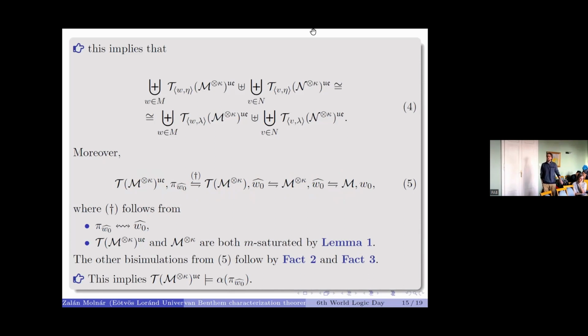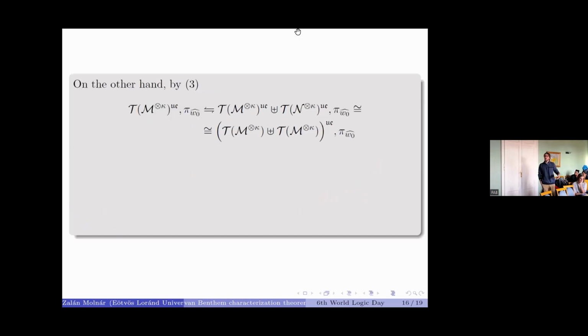And since by assumption α is preserved under bisimulation, we have that this structure satisfies this. At the end of the day, it satisfies this formula because we assume that this structure satisfies α, and the composition of bisimulations is a bisimulation, so we end up having this structure satisfying α.